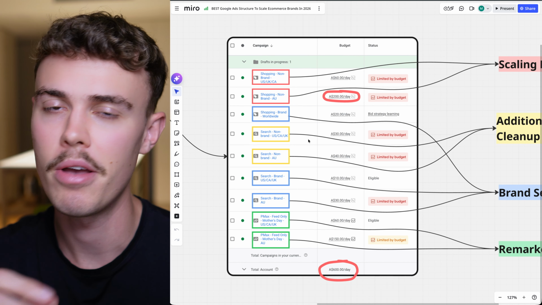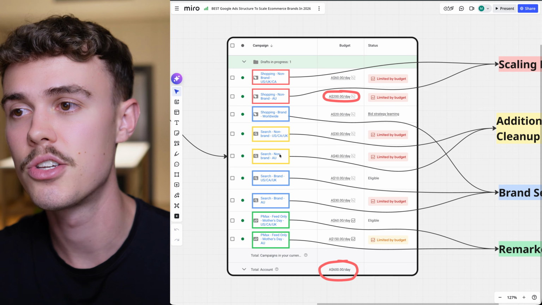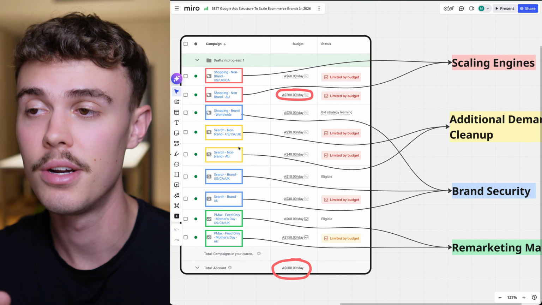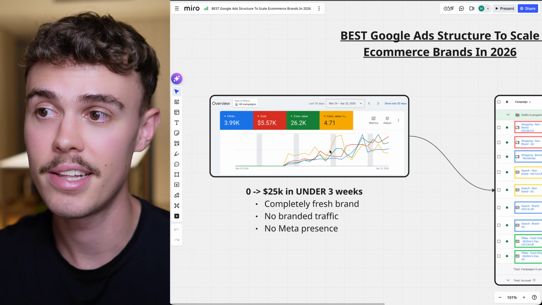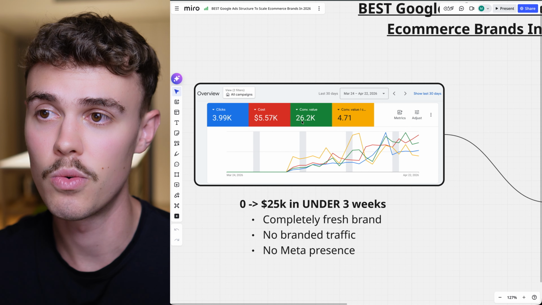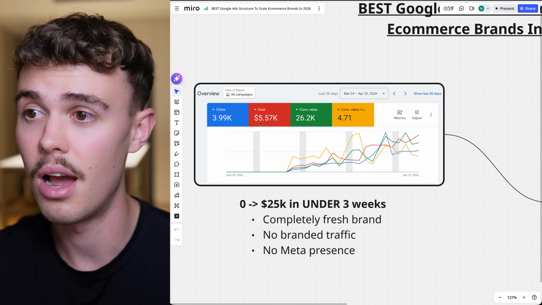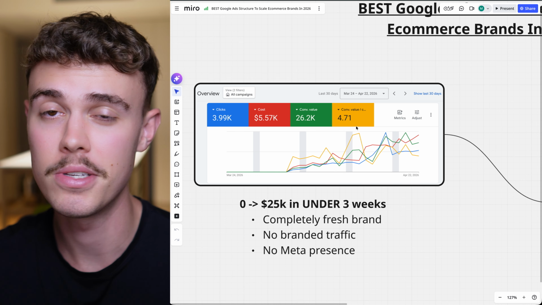This is an e-commerce brand, remember. If you're running a service-based business, search is going to be your primary scaling engine. But that's it. Once again, that is exactly how we generated $26,000 in revenue over about 3 weeks for this brand with only $5,000 spend at a 4.7x return.